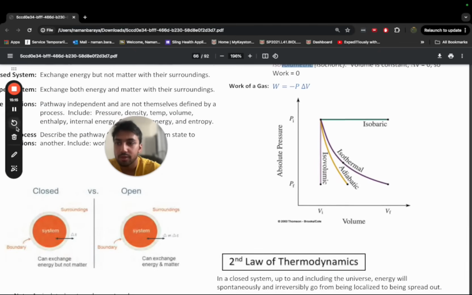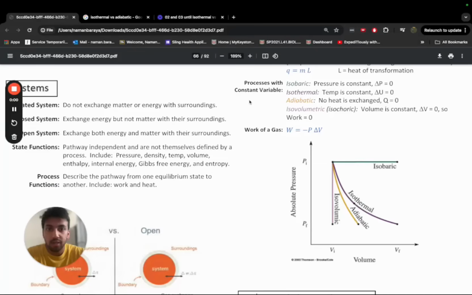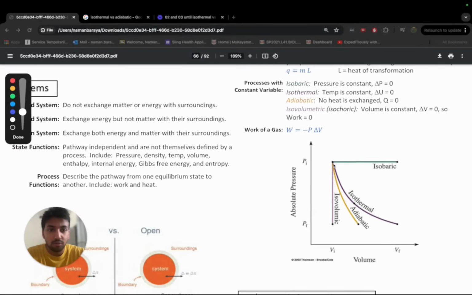If you look at isobaric, the pressure is the same, right? The initial pressure stays the same. Isovolumetric, the volume stays the same, right? The initial volume stays the same throughout. And then we have adiabatic and isothermal. I was always confused between isothermal and adiabatic, especially because the two graphs look pretty similar. You can see that in isothermal, the pressure is going down and the volume is increasing, and adiabatic is the same thing.